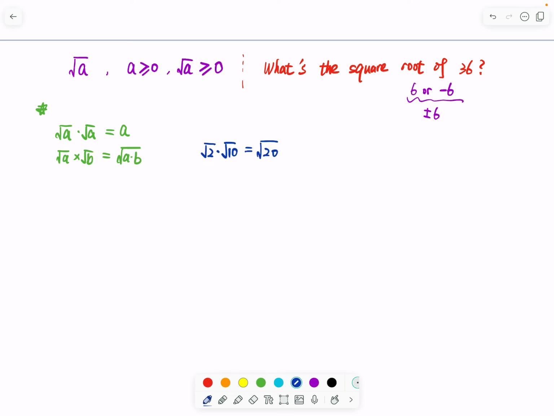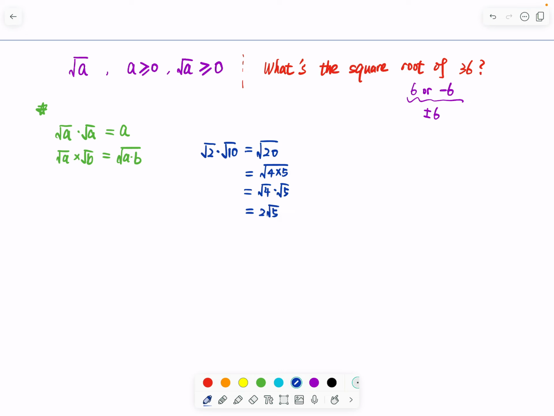But we won't always write down root 20 as our result. Why? Because we can simplify root 20. We can write it as root 4 times 5, and I can separate it into root 4 times root 5. So it will become 2 root 5.